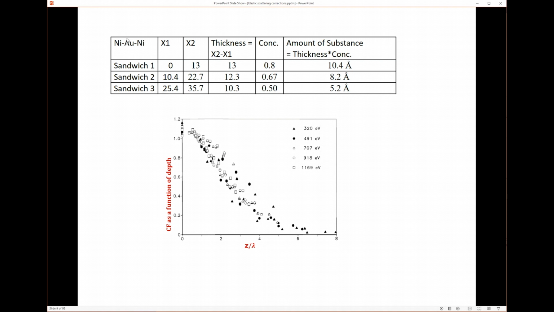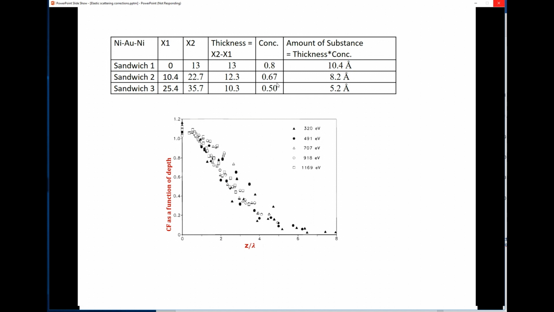The gold atoms are buried deeper and deeper in the nickel structure. If we take the thickness, this is x2 minus x1, we get 13, 12.3, 10.3. We also determine the concentration in these layers. It was 0.8, it was 0.67, it was 0.5.